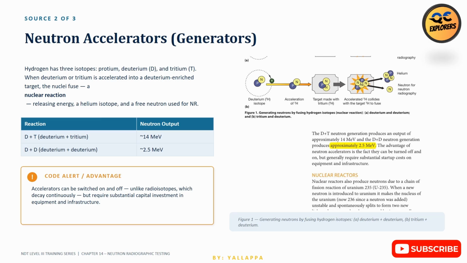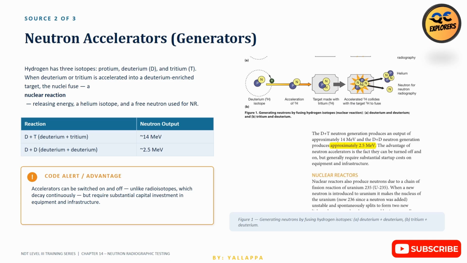In industrial applications, neutron generators are often selected when operators require precise control over neutron production without maintaining a continuously radioactive source. For your certification examination, remember these key points.